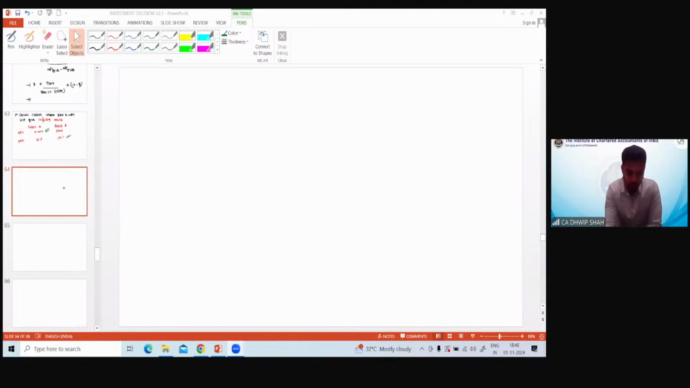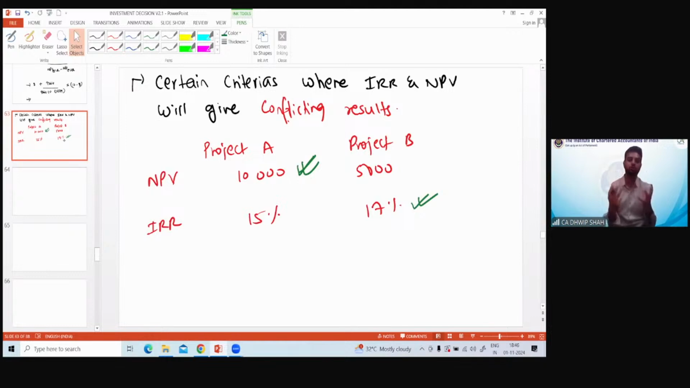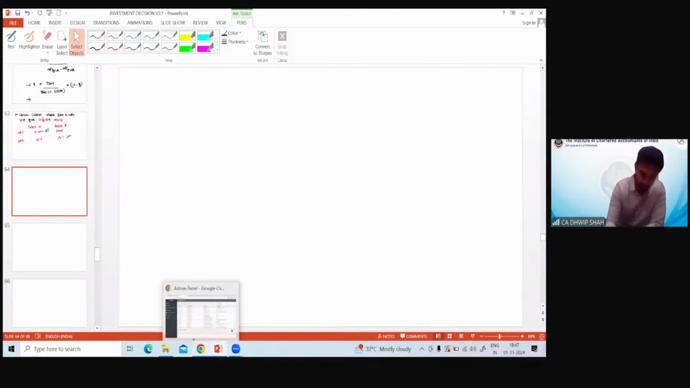Perfect, Hardik. I was about to come to this point, but you already answered it. When such conflicting results arise and you are asked to choose between one of the projects, we will always prefer the NPV technique. Practically also, corporates give more weightage to the NPV technique because its assumption is more logical. But our task as of now is to identify the different situations where conflicting results arise.